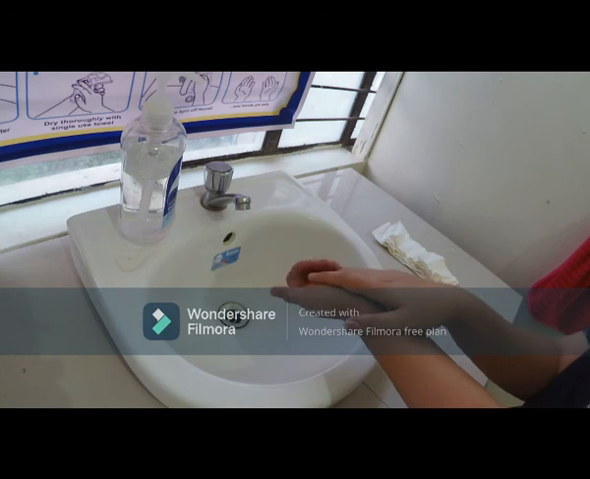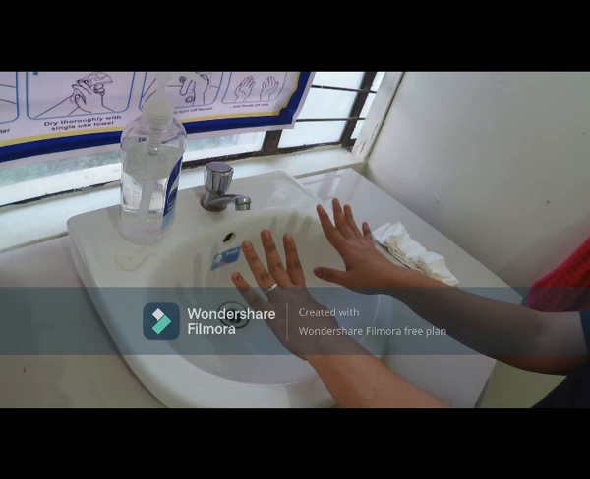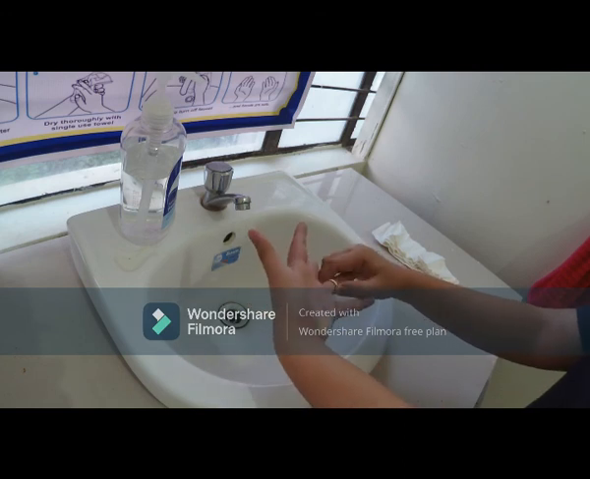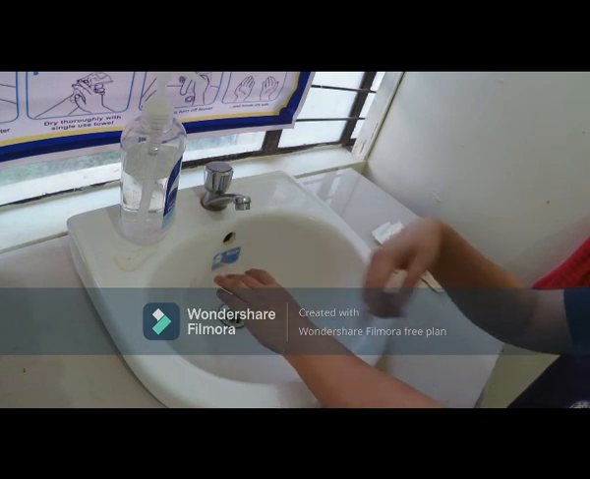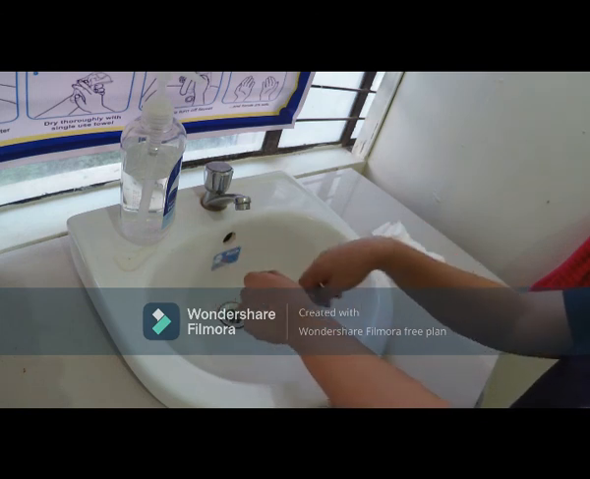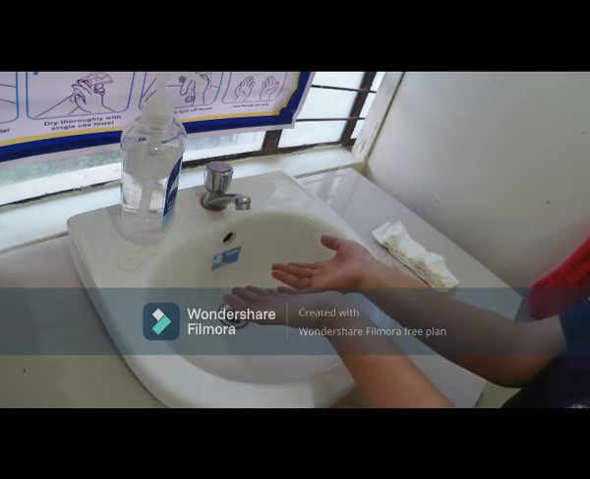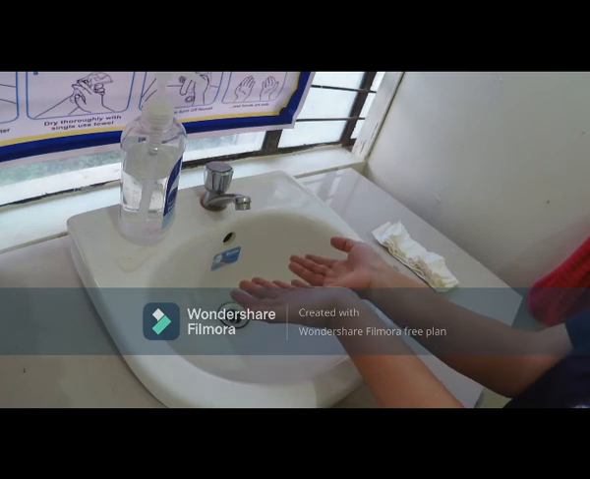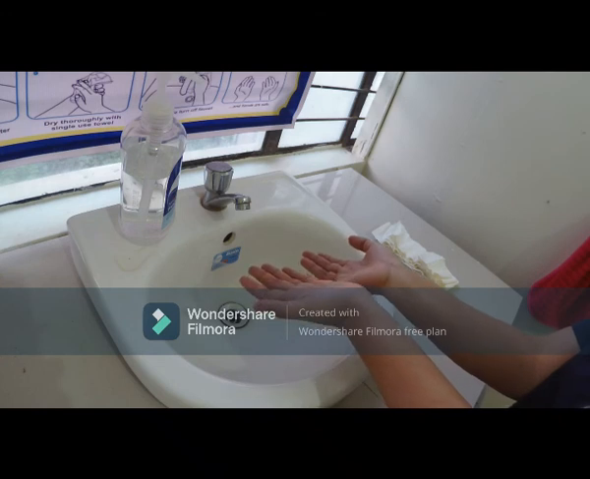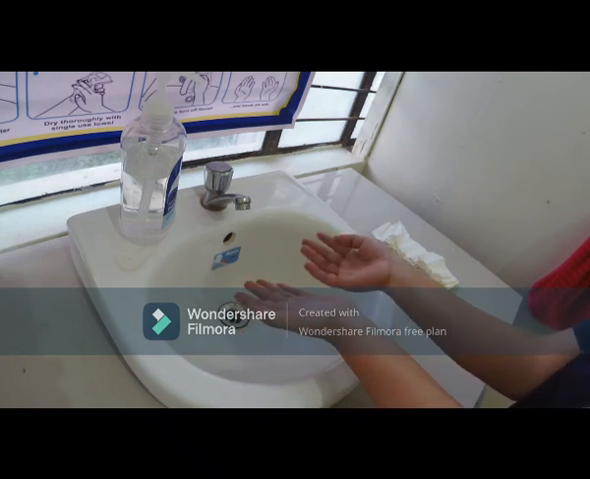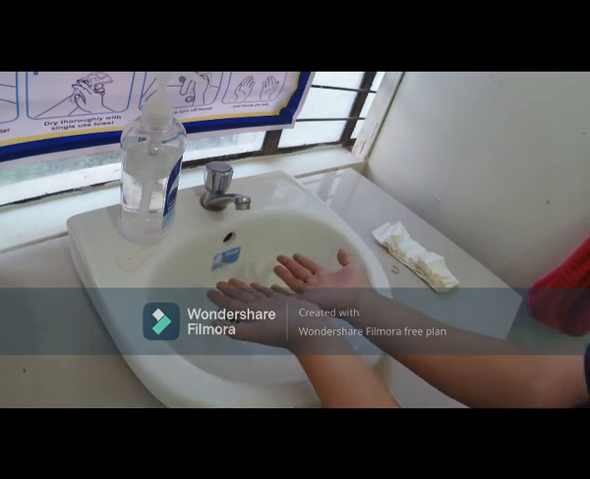Okay, so let us remove any jewelry. So I have a ring, so let's remove our ring. And then if you have a wristwatch or if you have long uniform sleeves, you will raise it above your wrist. Okay, so now we will no longer perform the antiseptic hand rub. So let us focus on medical hand washing using regular or antimicrobial hand soap.